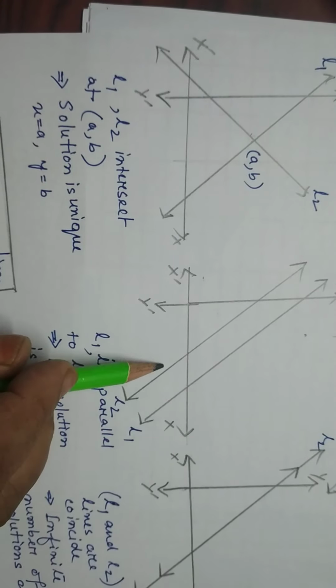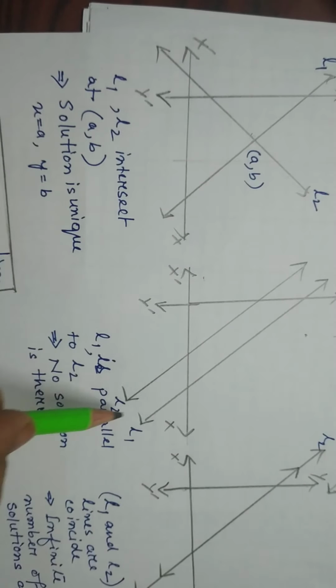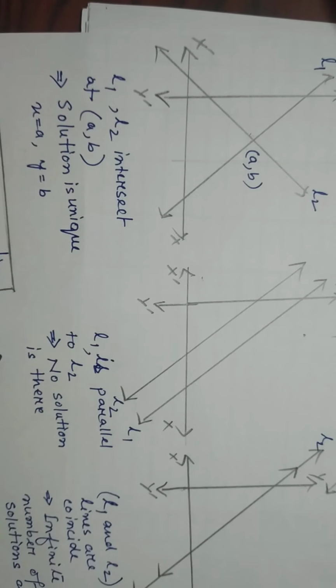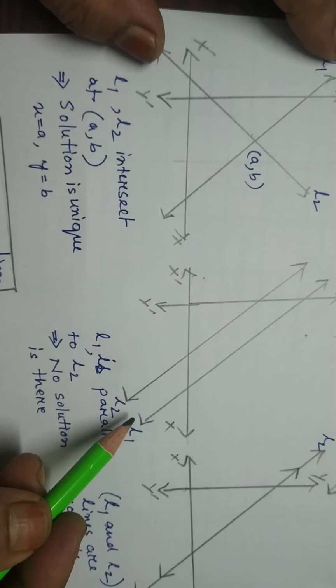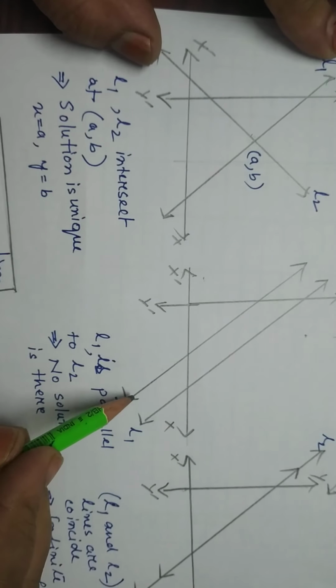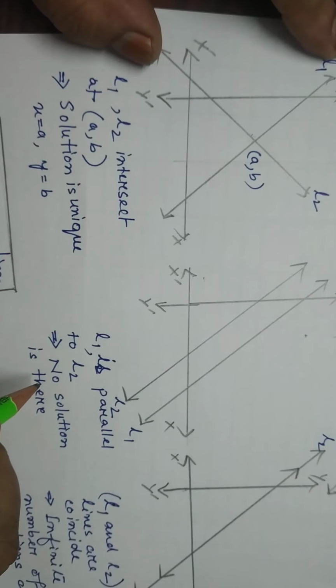And sometimes the graph may be like this way: one line is this one, another line is this one. That means lines L1 and L2 are parallel to each other. L1 is parallel to L2, and L2 is parallel to L1. That's why they do not intersect, so they have no solution. That means if lines are parallel, then there is no solution.